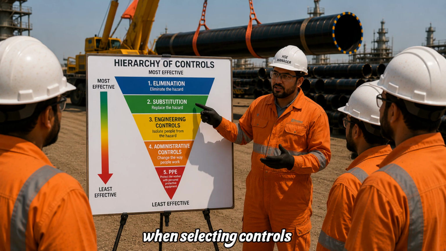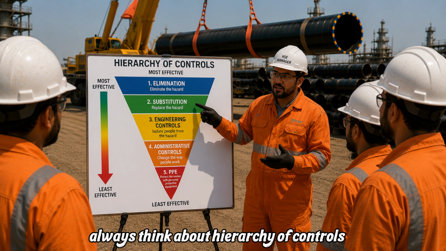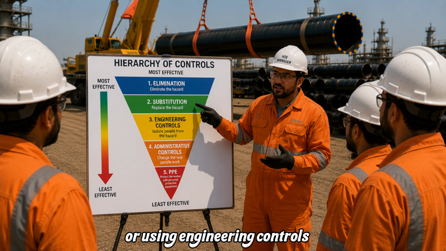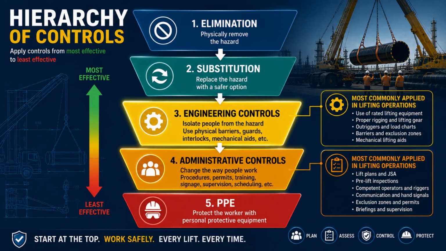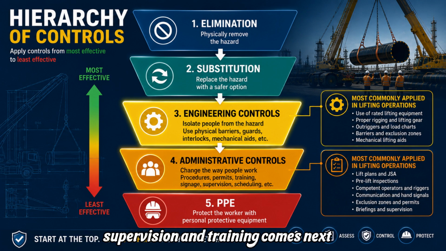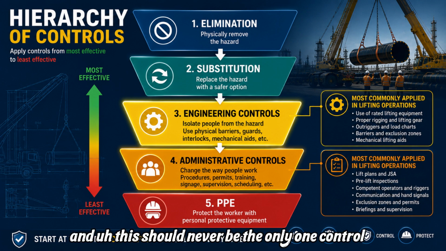When selecting controls, always think about the hierarchy of controls. Start with the most effective solutions such as eliminating the hazard or using engineering controls. Then administrative controls such as procedures, supervision, and training come next. Personal protective equipment, or PPE, is the last line of defense, and this should never be the only control.